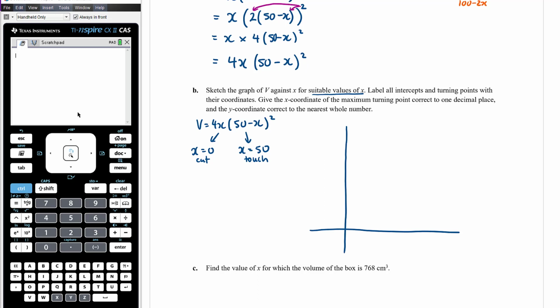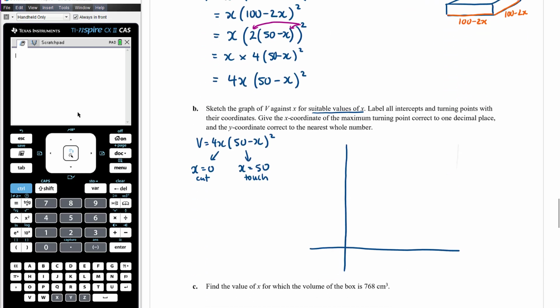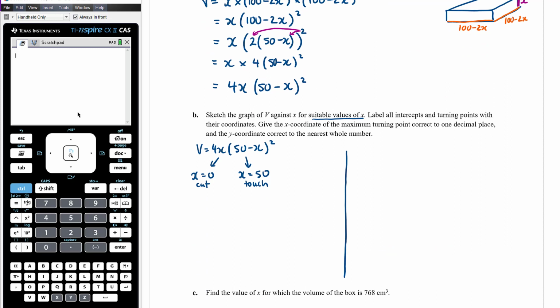Have I got my graph the wrong way around? No? Okay. So cutting at 0 and touching at x equals 50. Sorry, I'm just going to move my y-axis up a bit. Actually, we don't have a negative cubic here because the negative x is being squared. So if we were to expand all this out, we would still have positive x cubed. Good, I was a bit worried about that, it didn't make sense. Let me move my x-axis down here again.